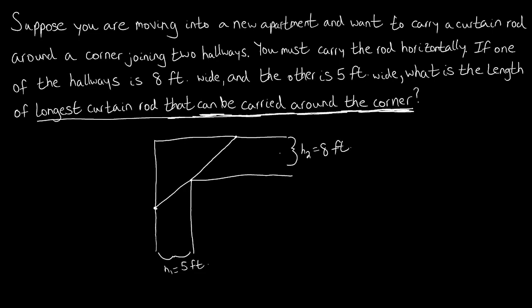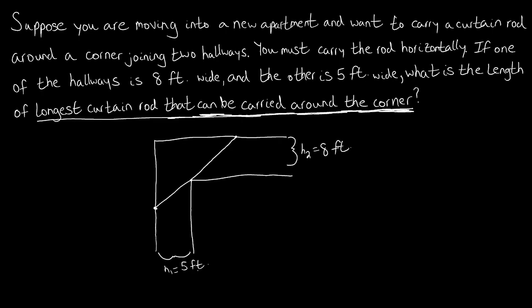It tells us that we are moving into a new apartment and want to carry a curtain rod around a corner joining two hallways. We must carry the rod horizontally, and if one of the hallways is 8 feet wide, so I denoted it with this one, and the other hallway is 5 feet wide, we want to find the length of the longest curtain rod that can be carried around the corner.